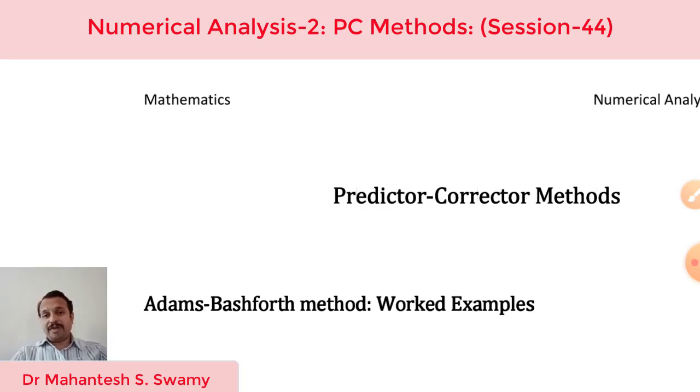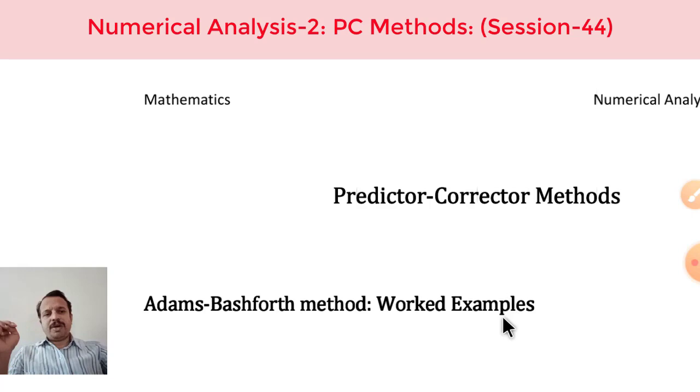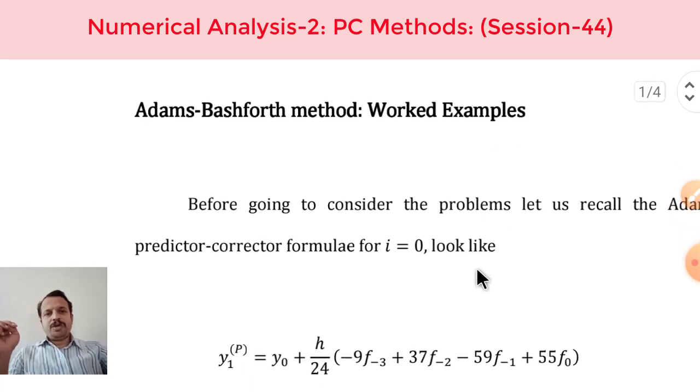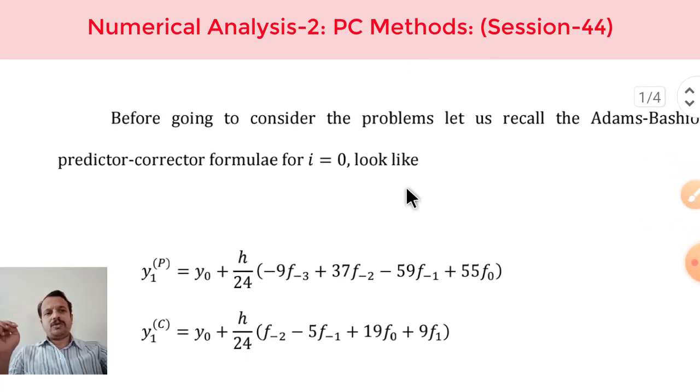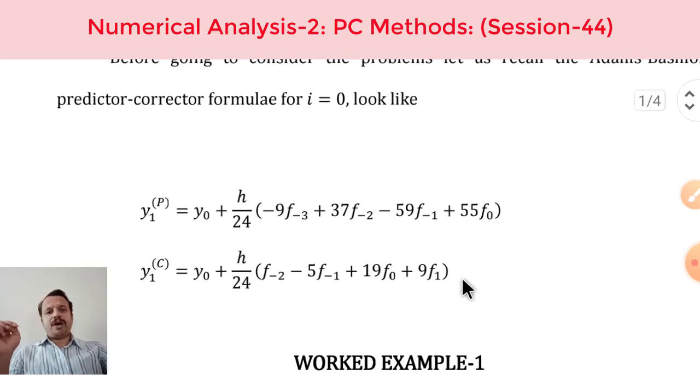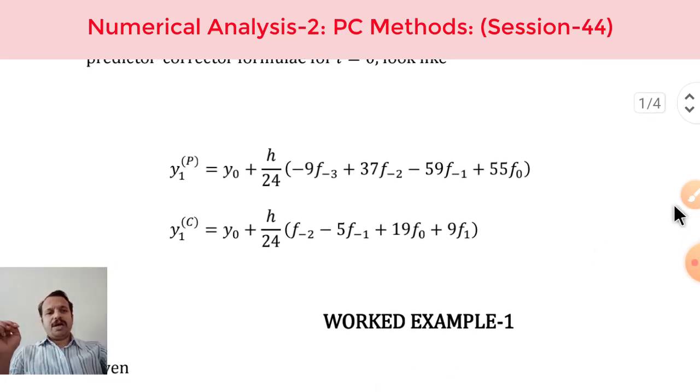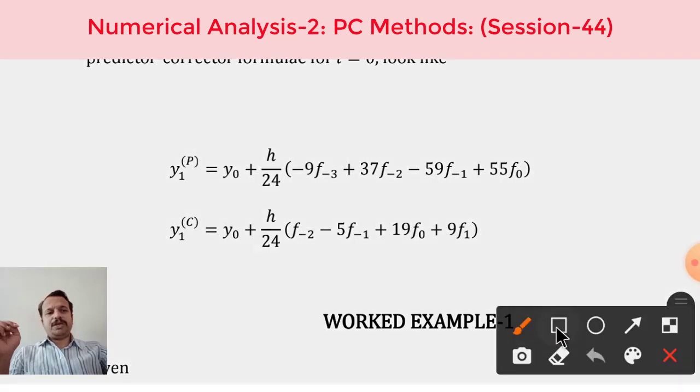That is, in the derivation of the formulae, both the predictor formula and corrector formula, we have used Newton's backward interpolation formula, and using that we get the two important formulae. They are the predictor formula and the corrector formula. So before looking at the problems, I would like you to see the two formulae which are visible over here. These are called the predictor formula and the corrector formula respectively.